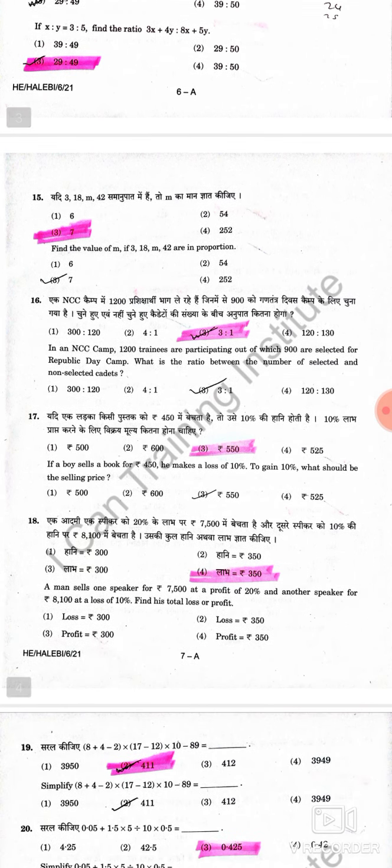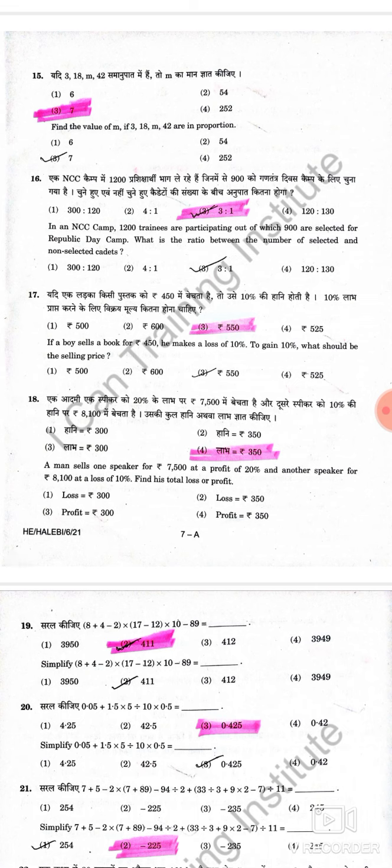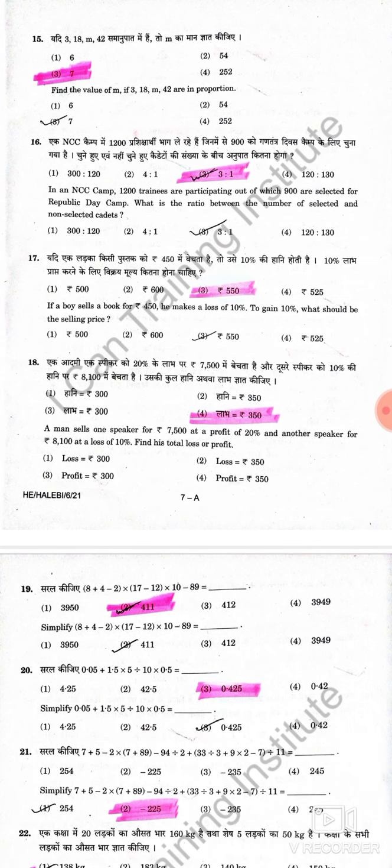Question number 15. Find the value of m if 3, 18, m, 42 are in proportion, and the answer is option number 3. Question number 16. In an NCC camp, 1200 trainees are participating, out of which 900 are selected for Republic Day camp. What is the ratio between the number of selected and non-selected candidates? And the answer is option number 3.